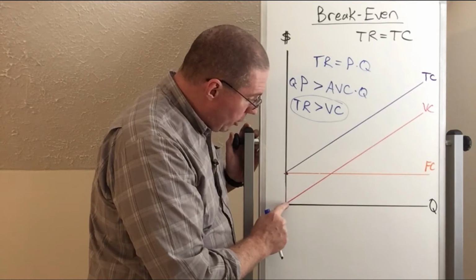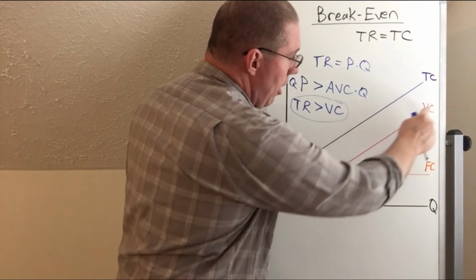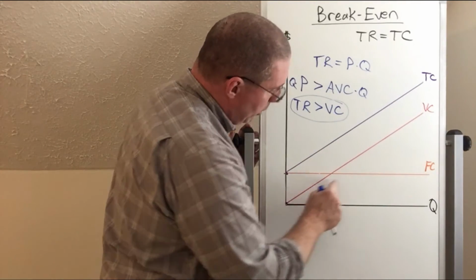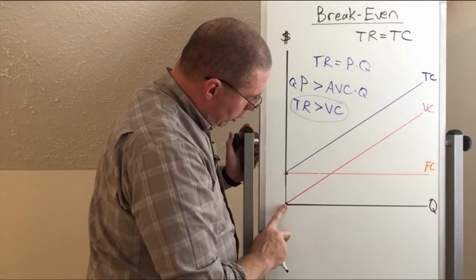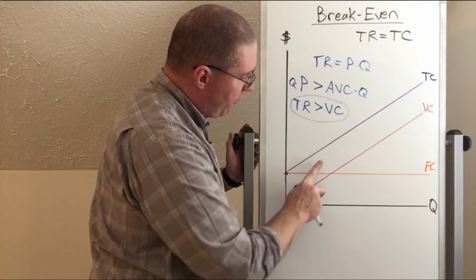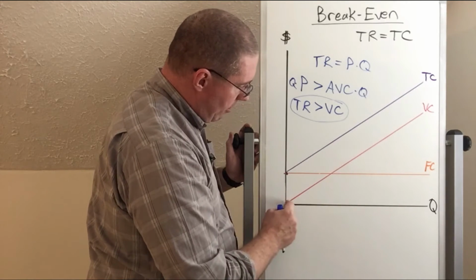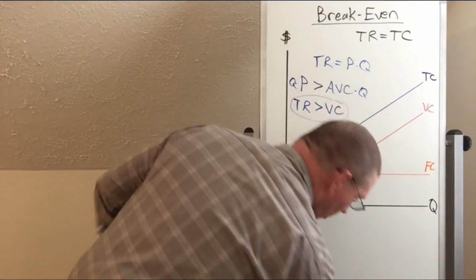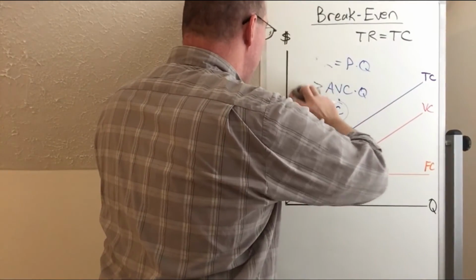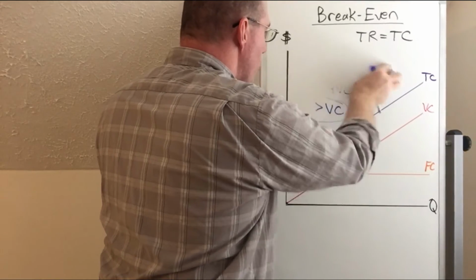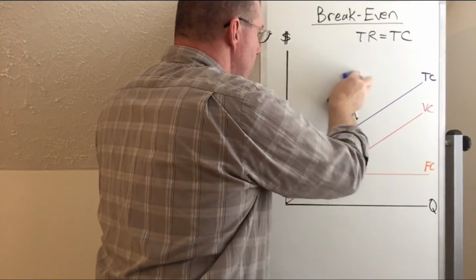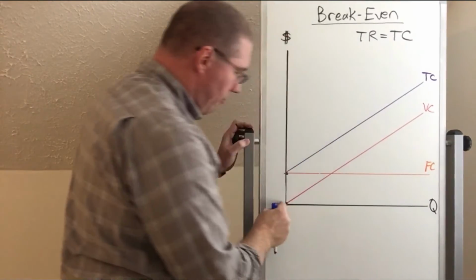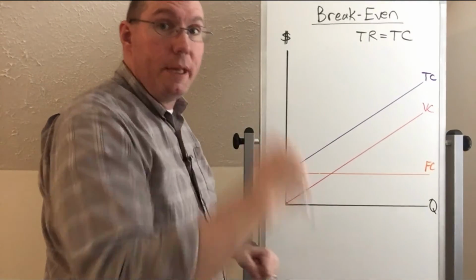Therefore, we are not going to draw it on top of variable cost. We're not going to draw it below variable cost. We're going to draw it with a steeper slope than variable cost, and that means that it's going to have to be above variable cost. So I'm going to draw a curve representing total revenue, and the whole curve, except for this point down here, will be above variable cost.